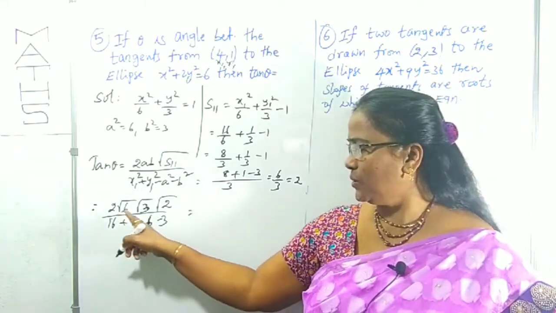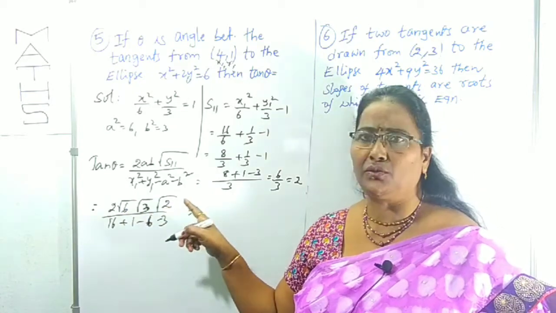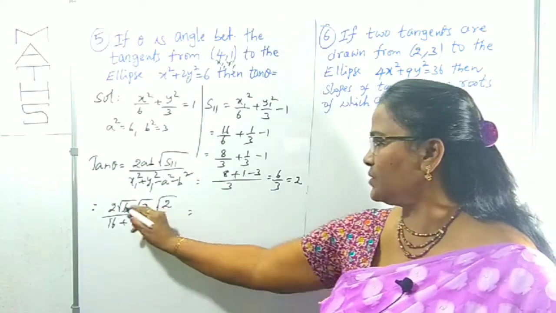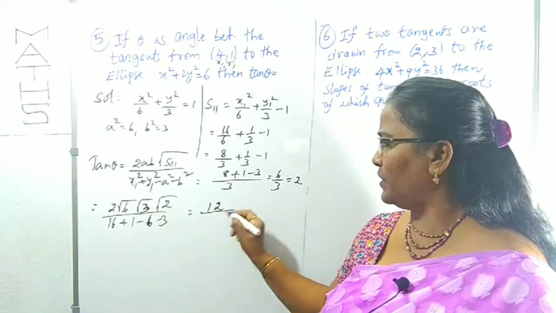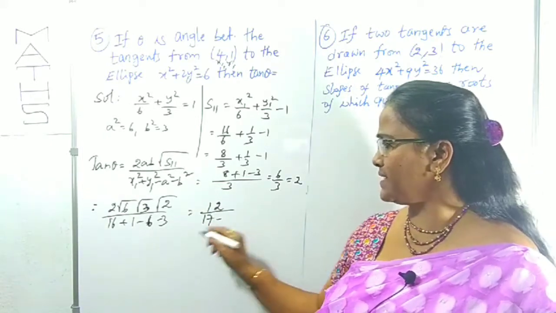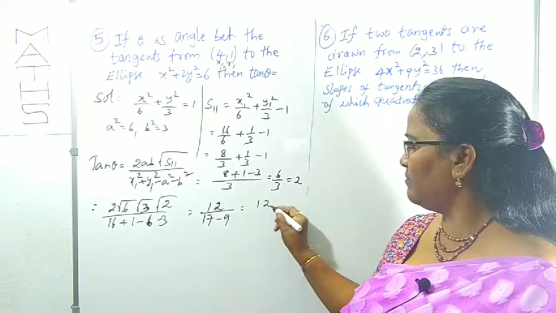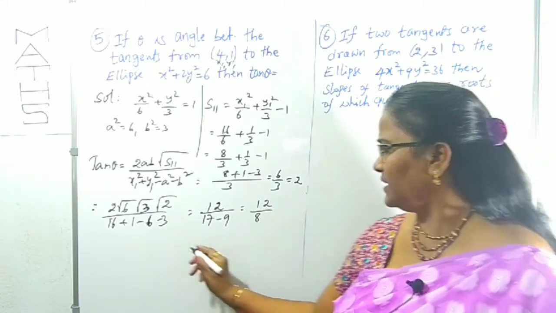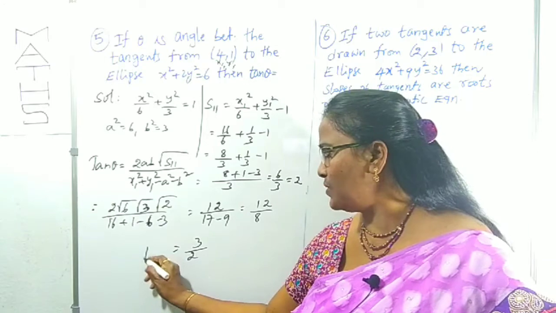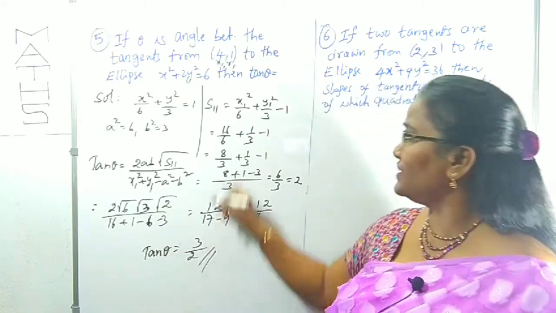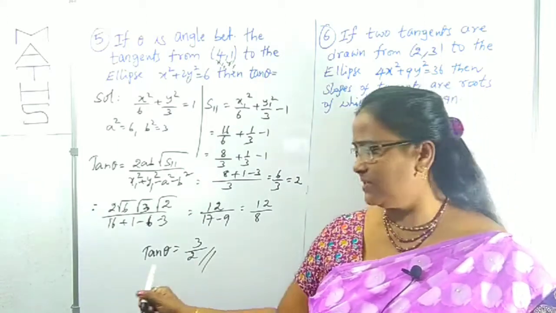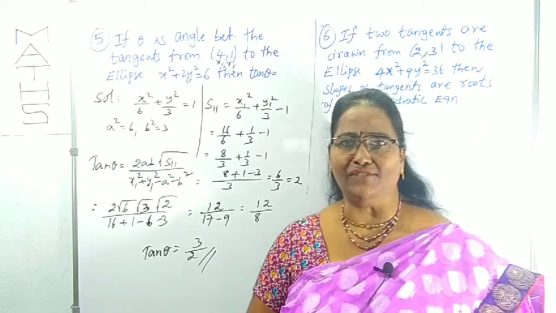We know that clearly. 2 into root 6 into root 3 into root 2. Root 3 into root 2 is root 6. Root 6 into root 6 is 6. That is 2 into 6 is 12. 12 upon 16 plus 1 is 17, 17 minus 9. That is 12 by 8. Therefore, 3 by 2. That is our required tan theta. This question is asking only tan theta. If you ask for theta, what you can do? Suppose if you ask for theta, theta is tan inverse 3 by 2.